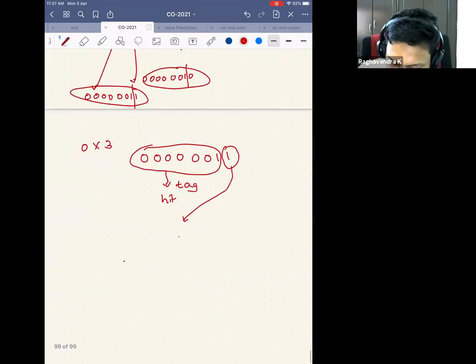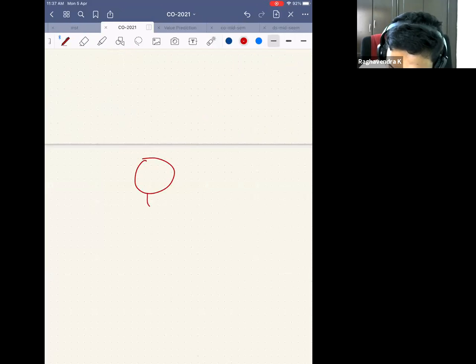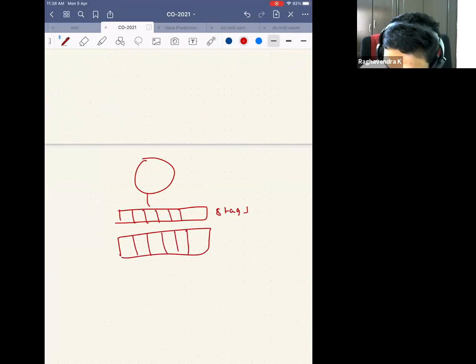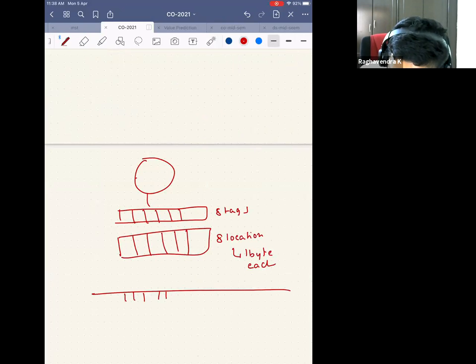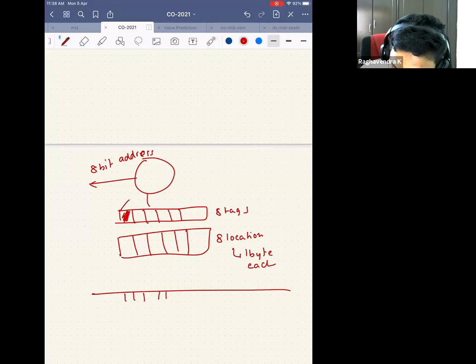So what did we do? We said that we had a CPU, and I hope everybody is convinced that we should have a tag. So there were 8 tags, right? And then there were 8 locations, each storing 1 byte. And then there is the main memory. The CPU is generating an 8-bit address, so the size of the tag is 8 bits. I am storing the address here, and the address length is 8 bits.